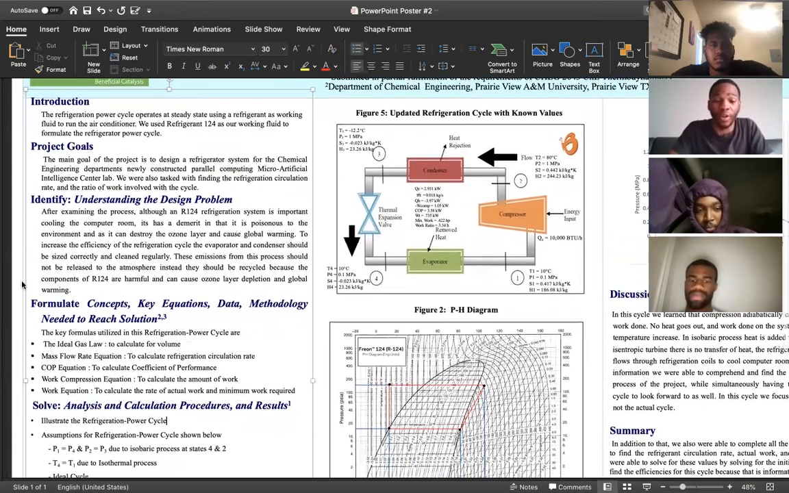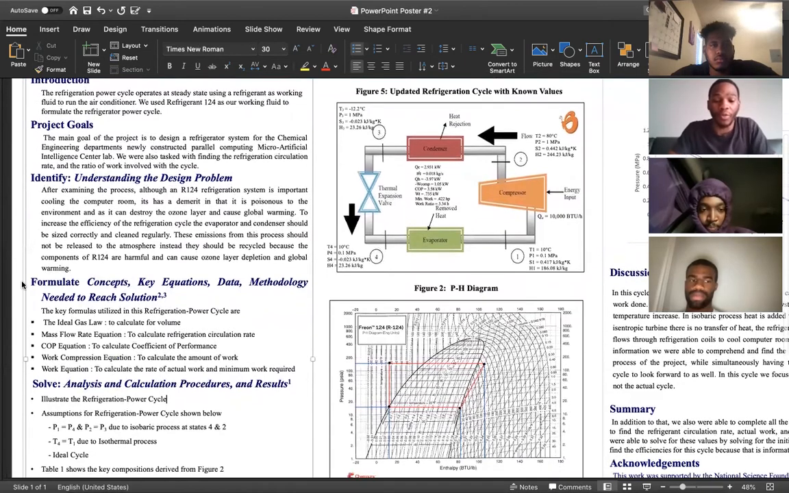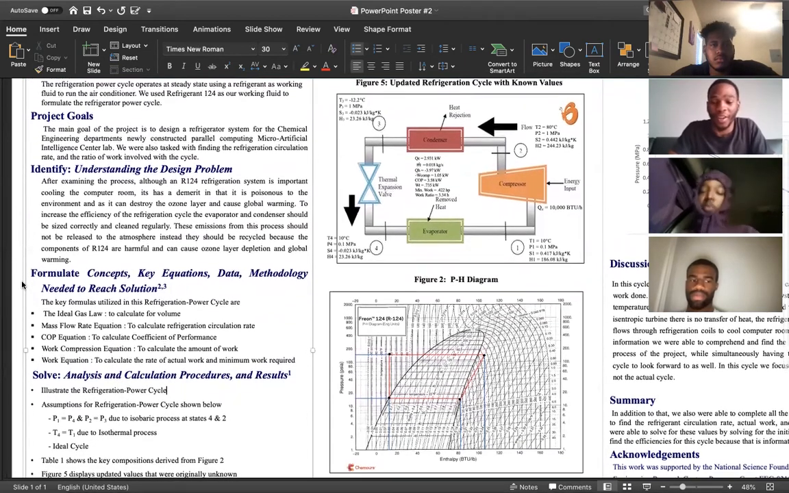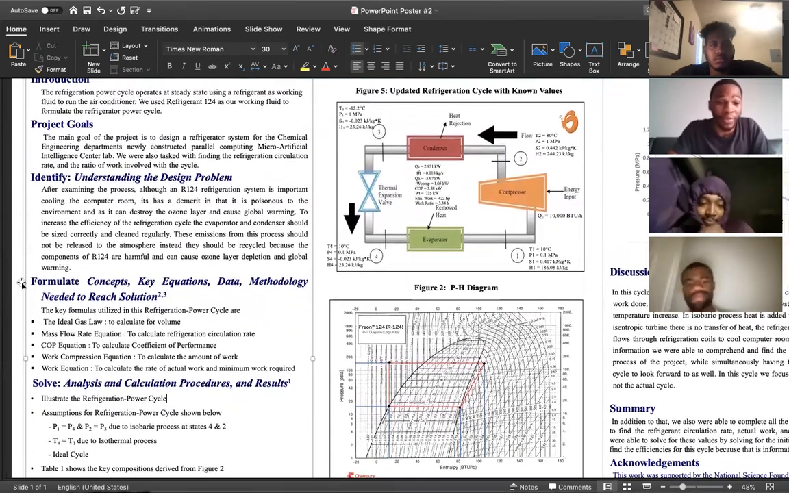Understanding the design problem. To begin, we drew out our refrigeration power cycle, shown in Figure 5, to identify what we knew and what we didn't know. R124 enters an adiabatic compressor where it reaches temperature 2 and pressure 2. The refrigerant is then cooled by an atmospheric heat exchanger, lastly throttled through an isentropic turbine where it expands to pressure 4.